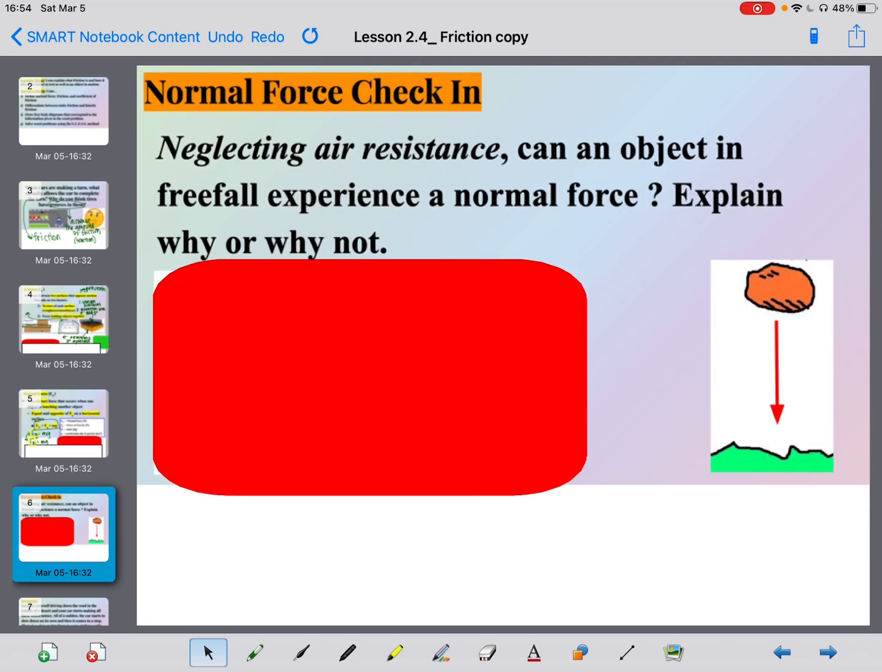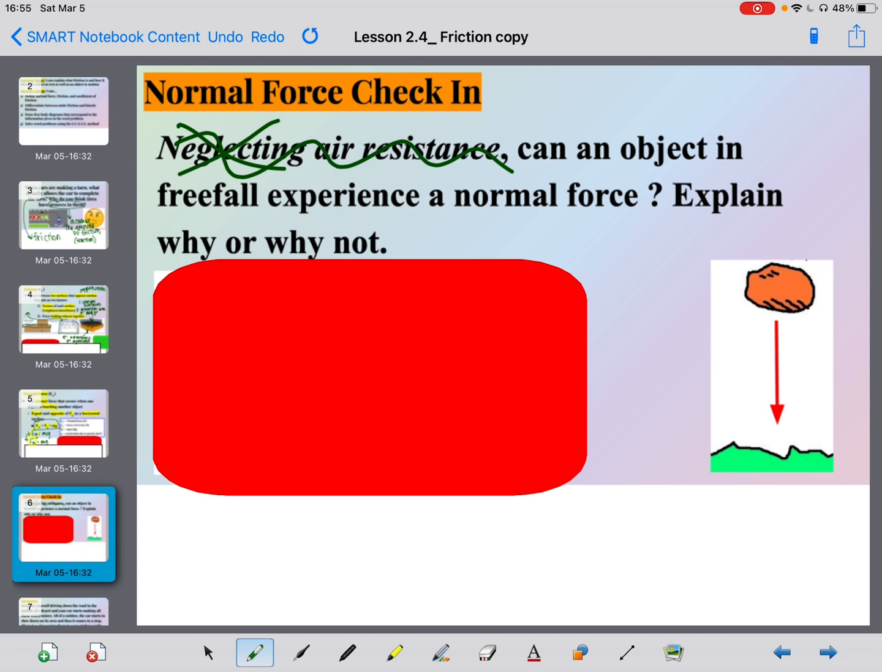So now let's do an example together. So if we neglect air resistance, and neglect just means we ignore it, so we just say, ooh, it's not even there, can an object in free fall experience a normal force? So if we remember free fall, that is when an object is released and the only force acting on it is, in fact, gravity, okay? So free fall begins the moment it is released, right? So like, let's say I was holding a pen. It is not in free fall yet when it is still in my hand, okay? It is not in free fall when that pen hits the ground.